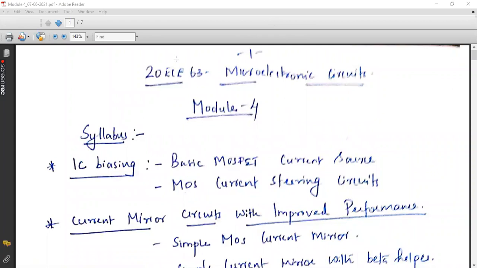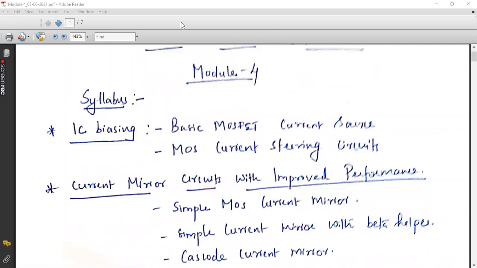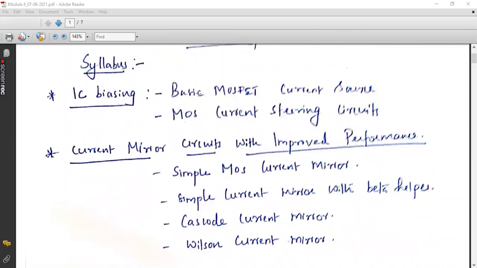Yes, sir. Okay. So today we are going to start with module 4. Let me introduce this module and then we will proceed.